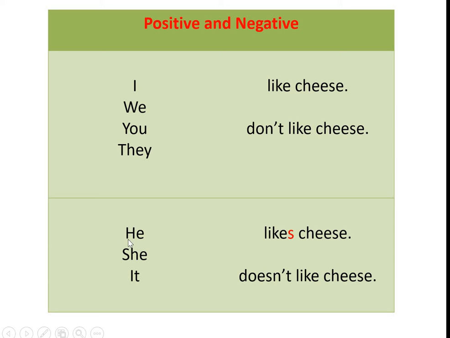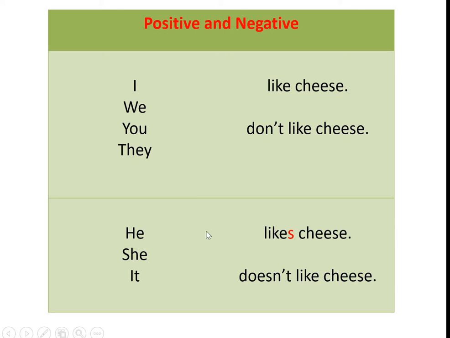On the other hand, we have he, she and it. We use he, she and it as a singular pronoun. So in this case, we put s or es. We talked about the rule, and we are going to talk about it later on in this video. But if I want to make a positive sentence using he, she or it, I have to put s or es to the verb. So he likes cheese, she likes cheese, it likes cheese.